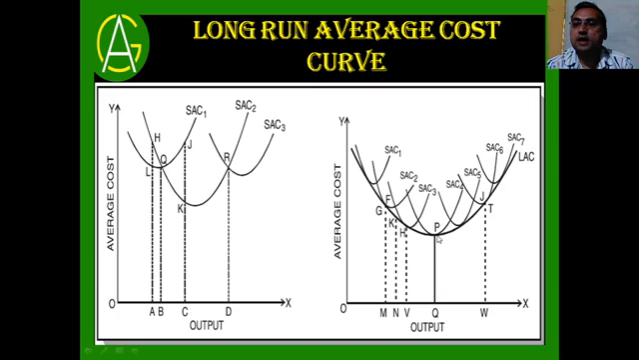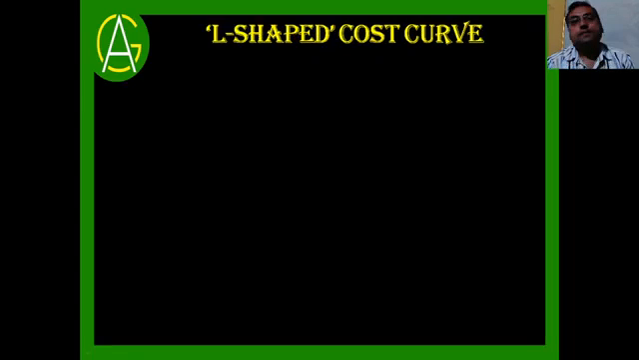L-shaped cost curve. Friends, modern firms have L-shaped cost curve. Generally, it happens that when a firm brings new factors of production in the long run, its cost will start increasing after a certain point. You know that the long run average cost curve is U-shaped, but for the modern firm it becomes L-shaped. What happens? Let us see.